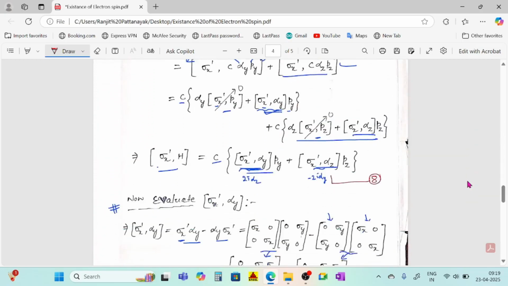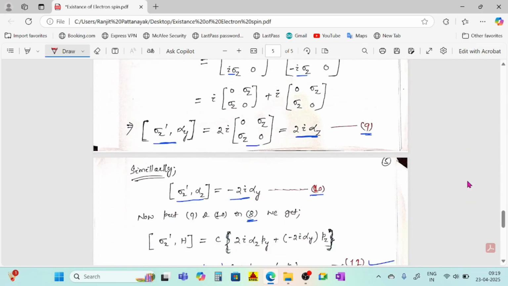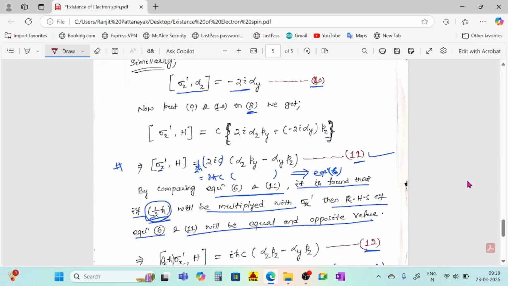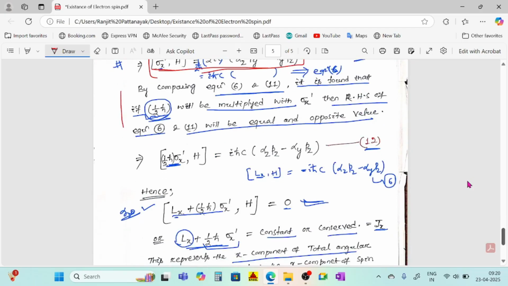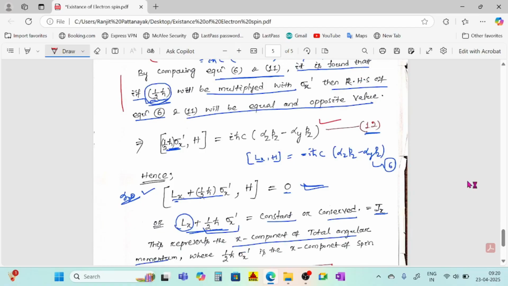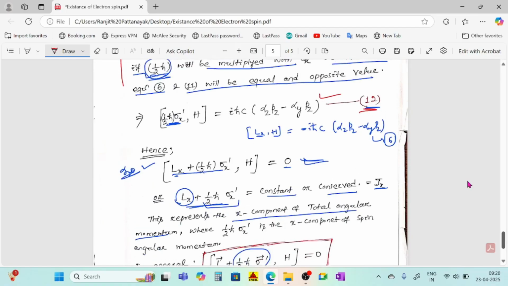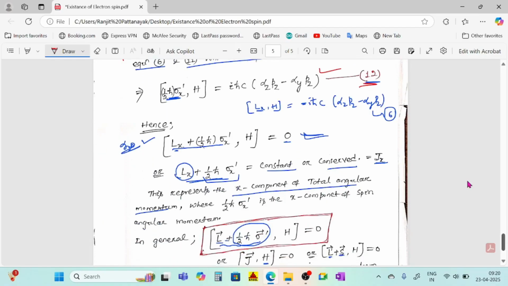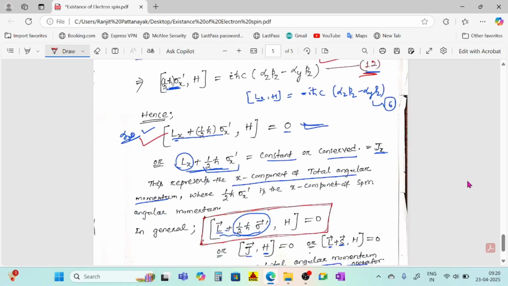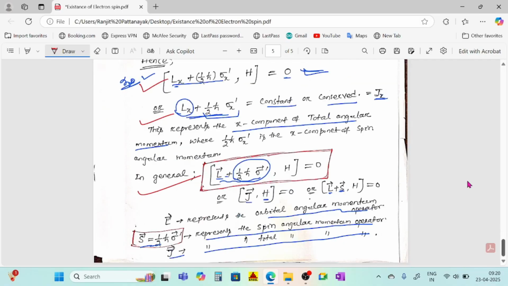And finally you have to write this one, alpha x alpha y. No, this is also not required. Finally you just write this one, the sigma x component commutation with h will be this much. Equation number 11. Okay, equation number 11. Then you write these things by multiplying half h cross. We found this one, which exactly matches equation number 6, but the value is opposite, and this expression, this one. Okay, this much.